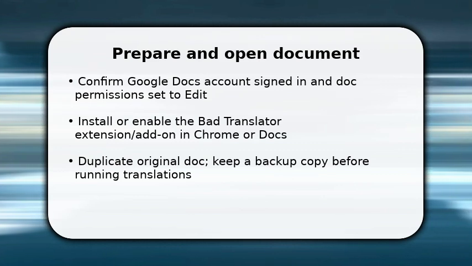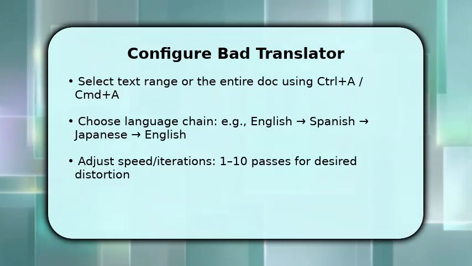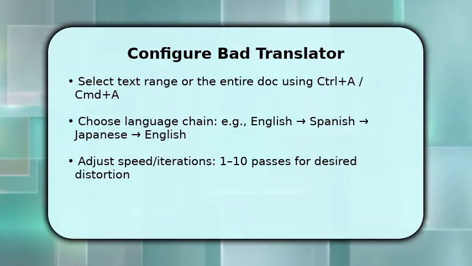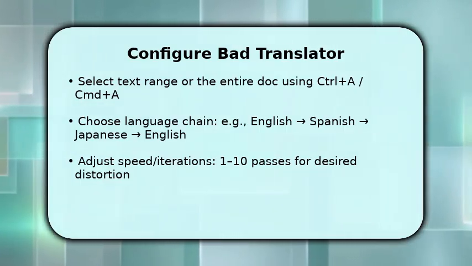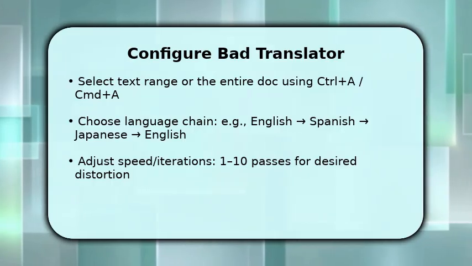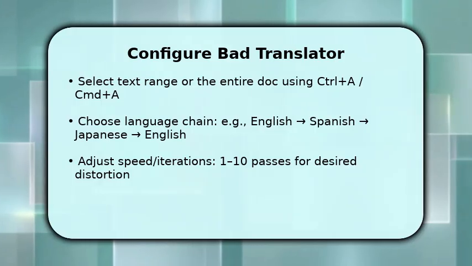You now select the text to be processed, either a portion or the whole document, because precision matters for mixed language content. Then pick your language chain. Short cycles keep meaning. Long, varied chains produce stronger artifacts. Set iteration count and speed. Fewer passes preserve more original meaning, while more passes increase humor or error.